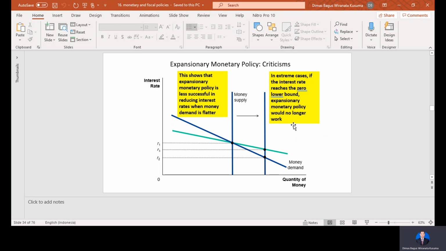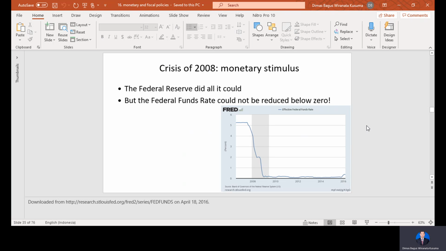So the criticism here is that the impact of expansionary monetary policy depends on the extent of the slope of the money demand. On monetary stimulus, the Federal Reserve did all it could, but the federal funds rate could not be reduced below zero. So here the Fed rate, the central bank rate, is almost zero.